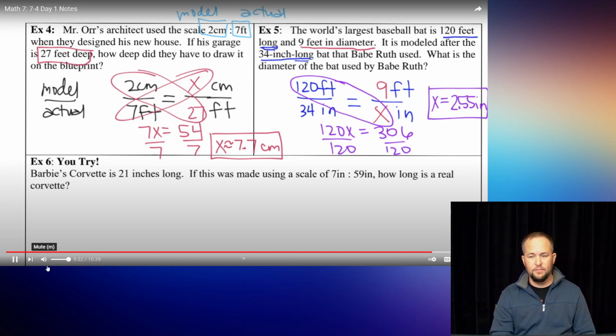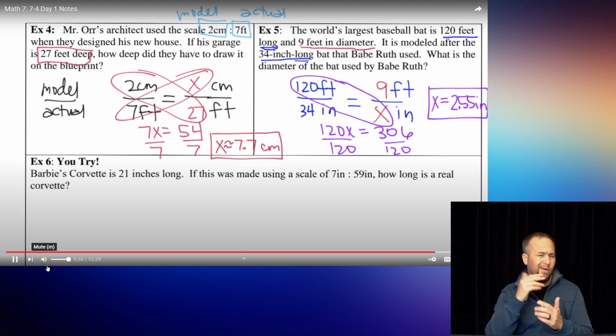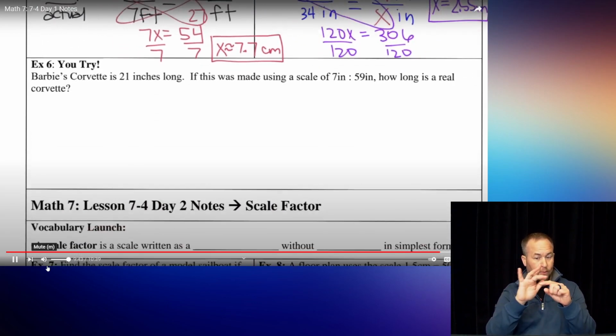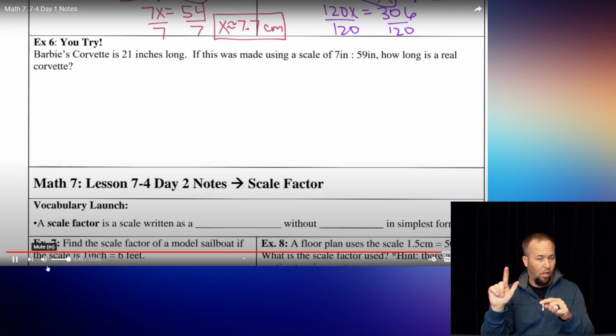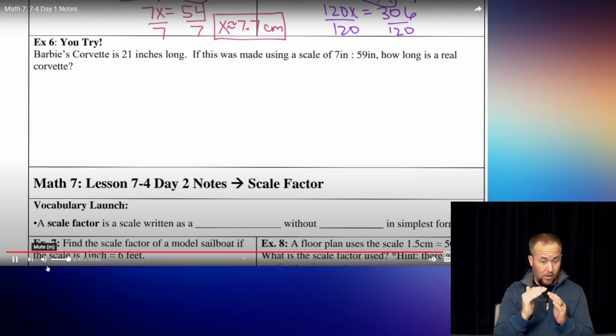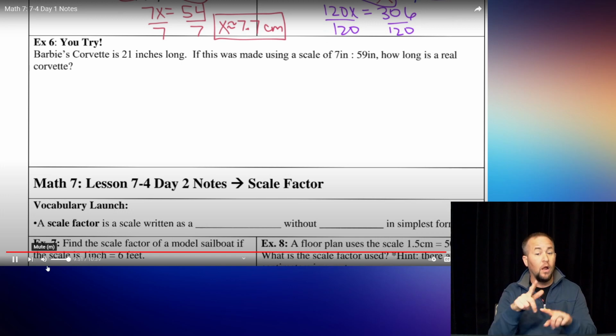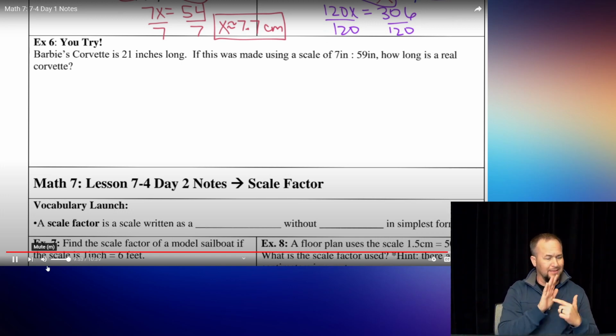If you're listening to this direction right above example 5, or near the word example 5, I want you to write the word baseball. Write the word baseball if you're listening, before you do the U-try. So again, if you're listening right above the word example 5, I want you to write the word baseball. Okay, and then go ahead and pause the video, and I want you to try to set up the proportion for Barbie's Corvette. Go ahead and pause.